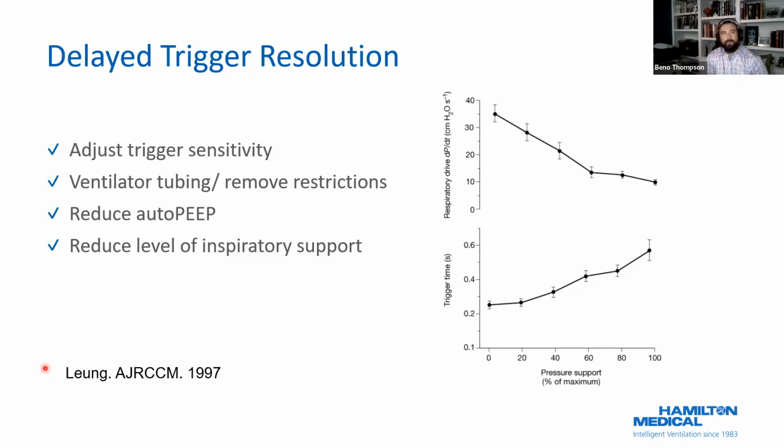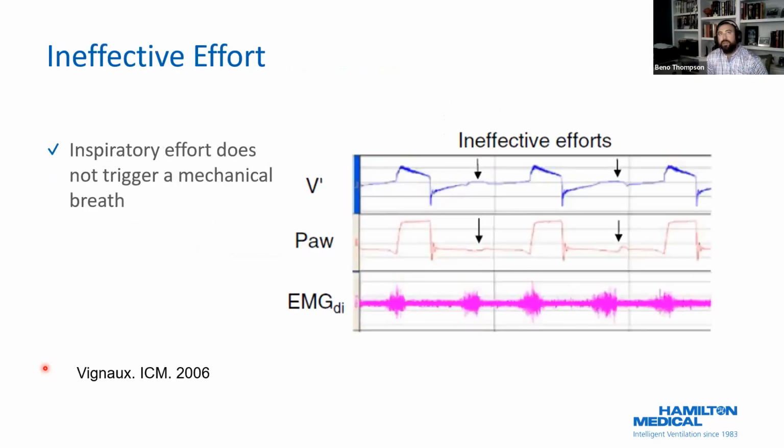And then going back to Dr. Lung, we can reduce our level of inspiratory support. Next, we have an ineffective effort. The causes and fixes are going to be very similar to the delayed trigger. But essentially what happens here is the patient makes an effort and the ventilator just doesn't recognize it at all.